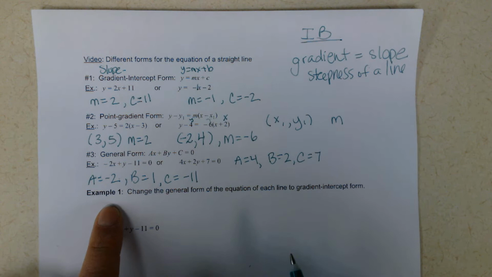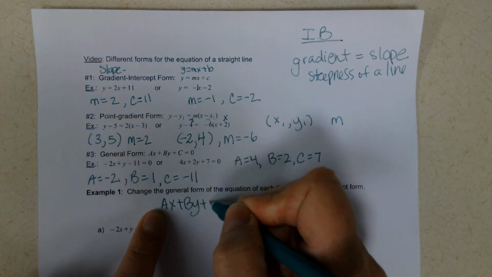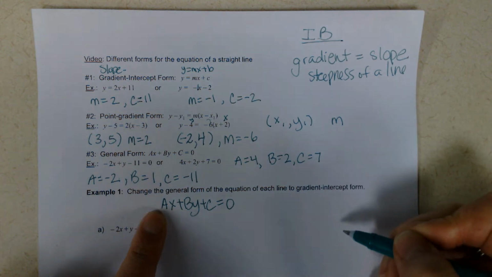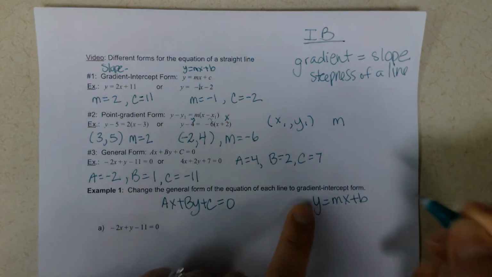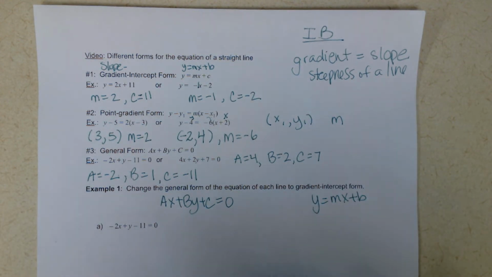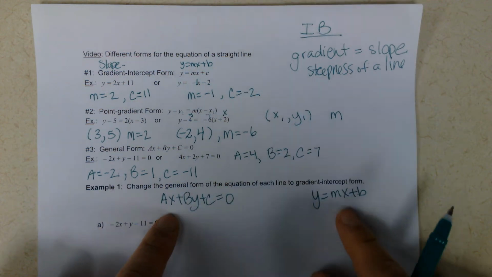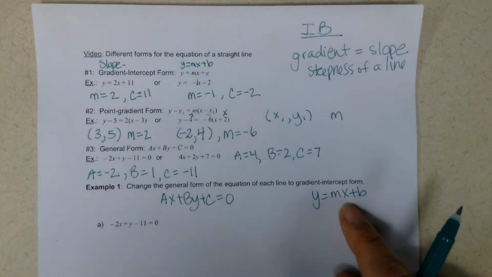And so that's example 1. Change the general form ax plus by plus c equals 0 into gradient form y equals mx plus b. I really like to annotate these. I know I've been teaching for a while, but I still like to write down. It helps my brain, keeps things organized. I'm going from this to this because there are different forms here.